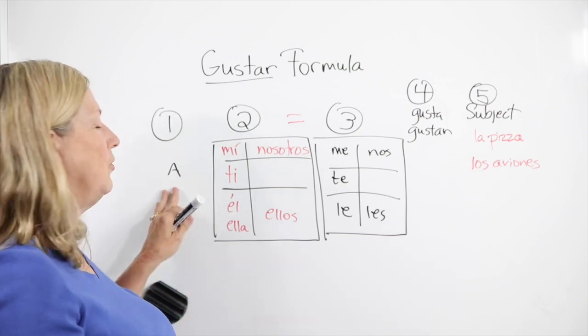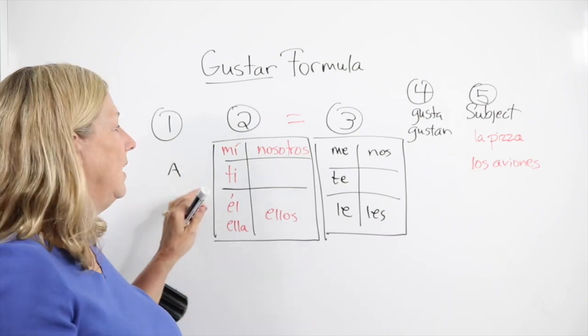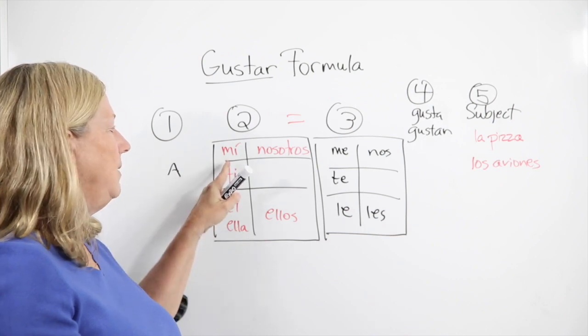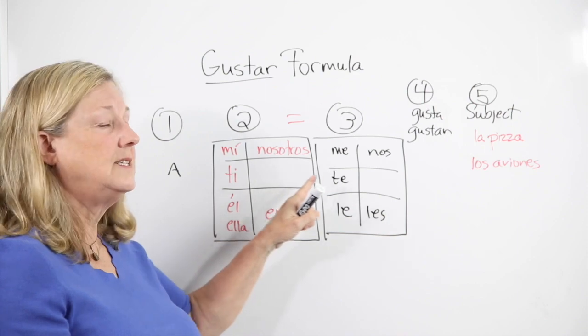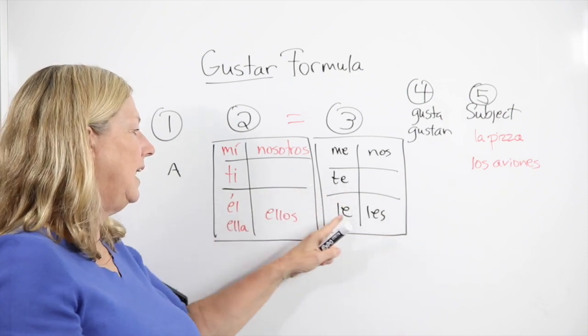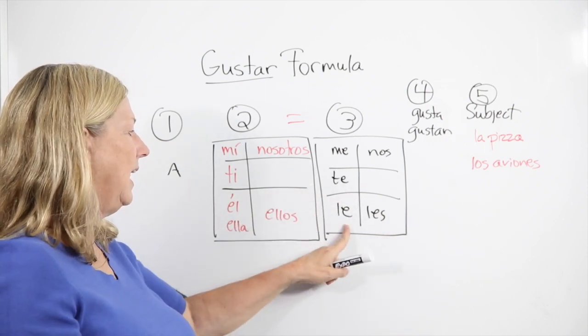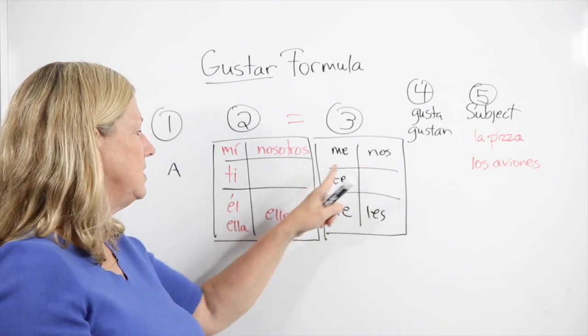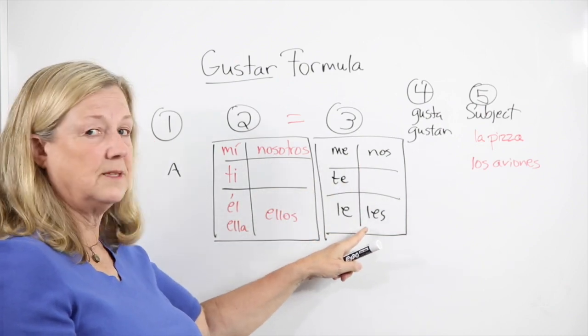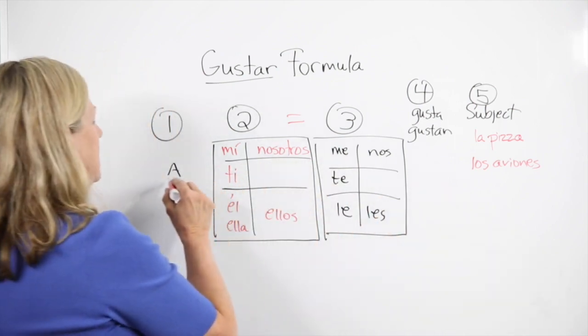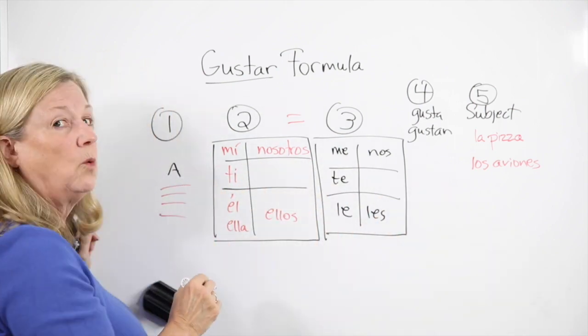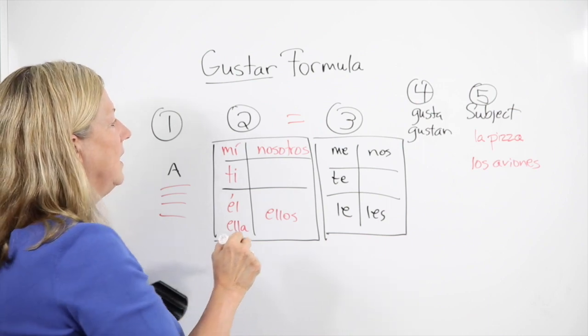So first word out of your mouth is a. Choose your person, mí, and repeat the person, me. A ti, te. A él, le. A ella, le. A nosotros, nos. A ellos, les. You see? Just repeat. 2 and 3 is the same. All right, so A stands alone. It's going to be A no matter what. Just hit the ball. A.